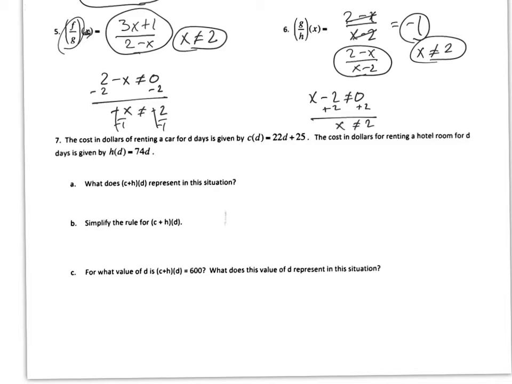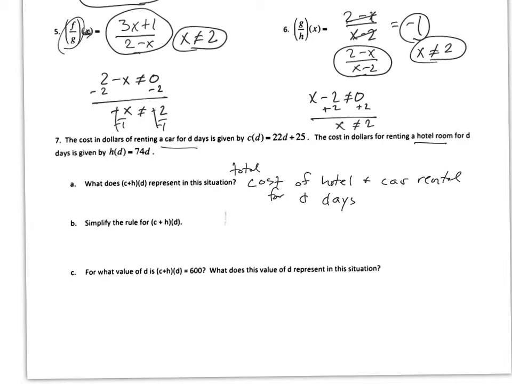Well, we have the cost of a hotel room and a cost of renting the car. So what's the cost of a hotel and car rental? Actually, it's the total cost for D days. Just adding them together represents how much they would cost if we added them together.